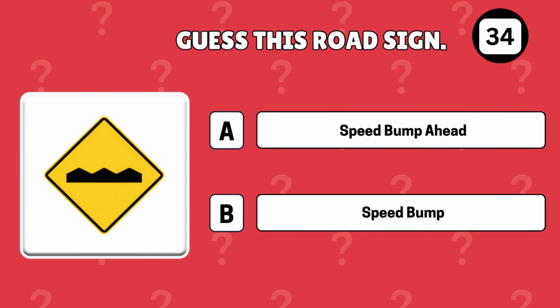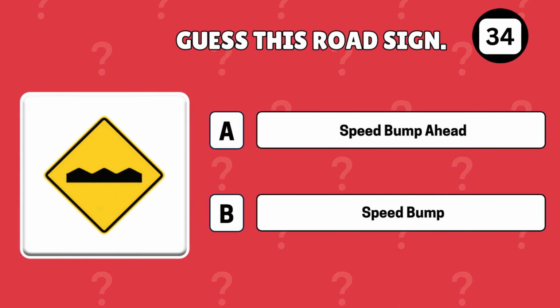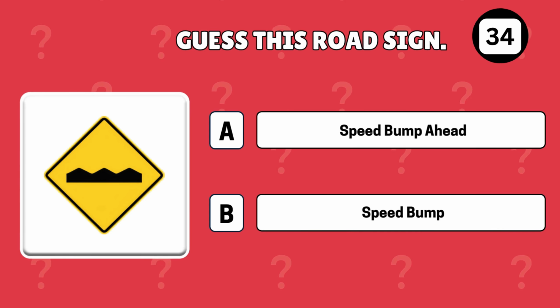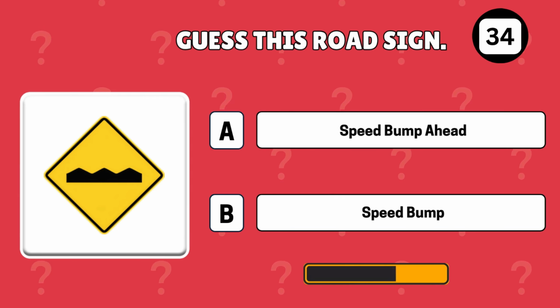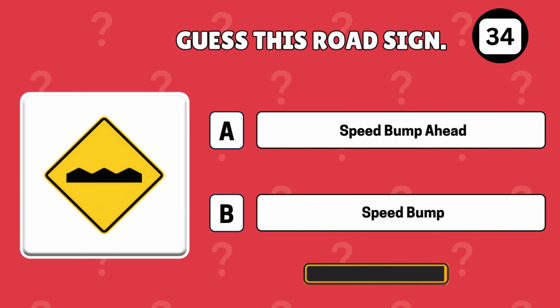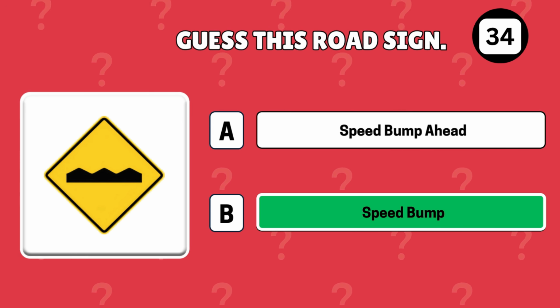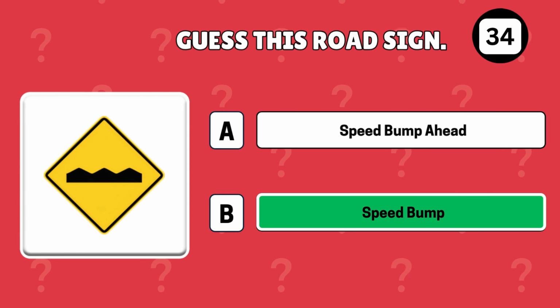Guess this road sign. A. Speed bump ahead. B. Speed bump. Impressive. This is the speed bump sign.